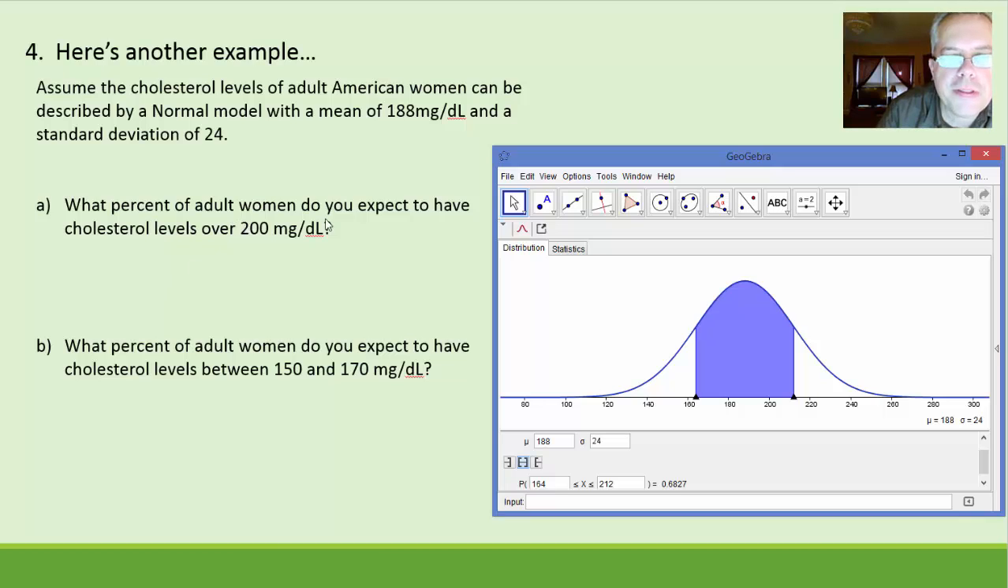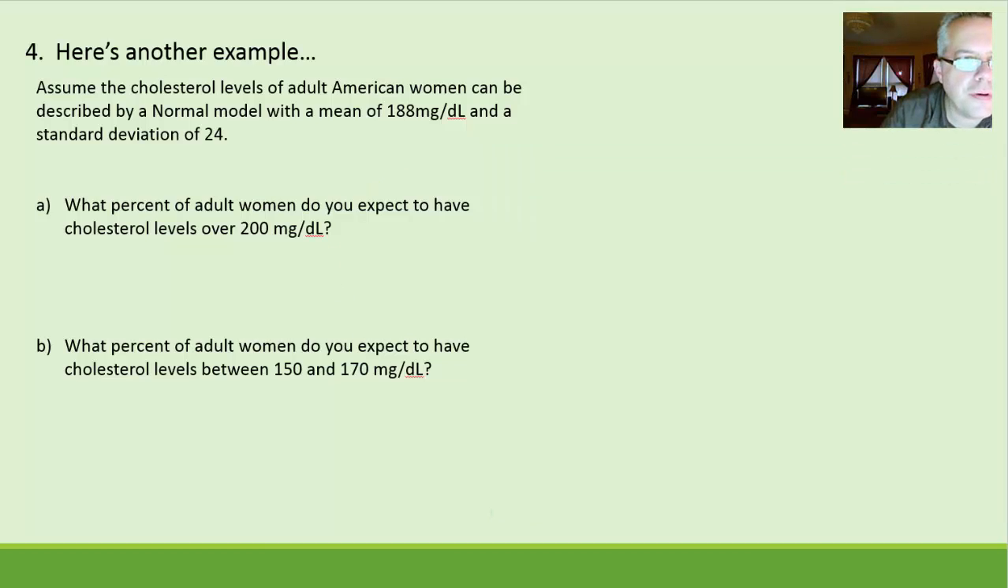So they want to know what percent of adult women do you expect to have cholesterol levels over 200 milligrams? Okay, so we want to set the lower limit to 200. So we'll move the slider this time. I'll set it to about 200. And above 200, so we want all the area under the curve that goes from 200 and above. And we see it's about 30%. 30% of the area is right there. So 30% of the American women have cholesterol levels above 200. So let's record our 30%.